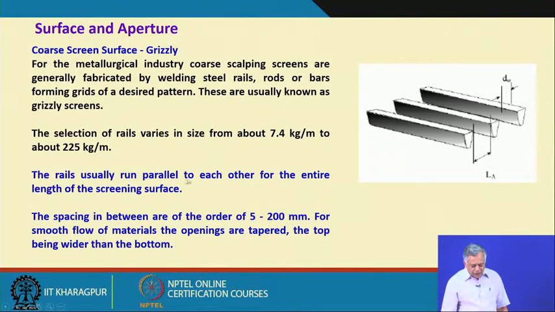The rails usually run parallel to each other for the entire length of the screening surface. The spacing in between is of the order of 5 to 200 millimeter.